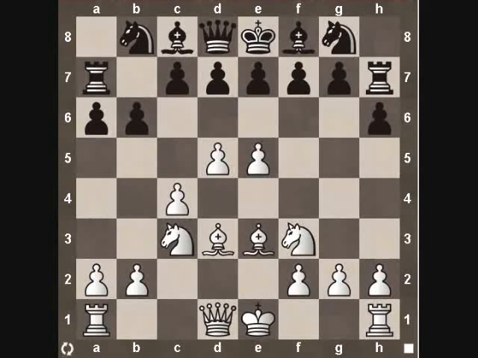Today we're going to be continuing our series on trading pieces, and when to trade pieces and when not to trade pieces. In the first video we touched on a very important key concept: when you're up material and you can trade down to a winning end game, go ahead and do that. That's a good time to trade down material. Today we're going to be going over two more concepts: when to trade and when not to trade.